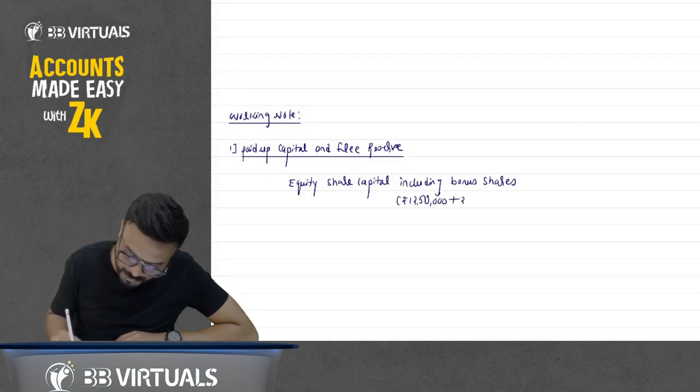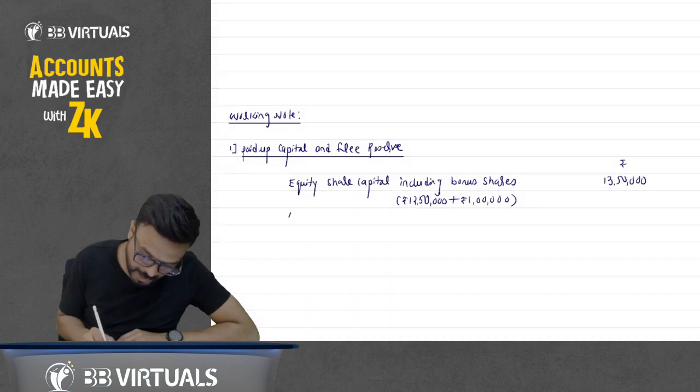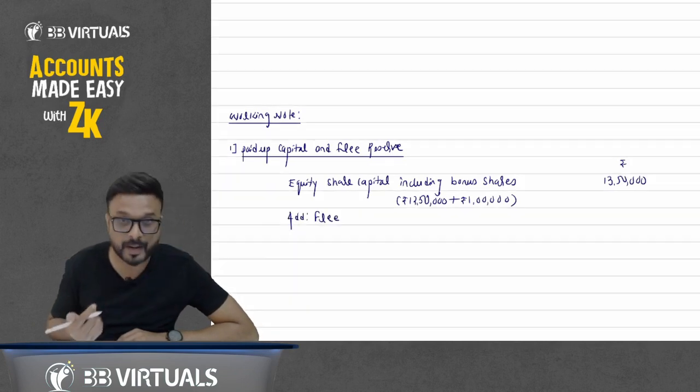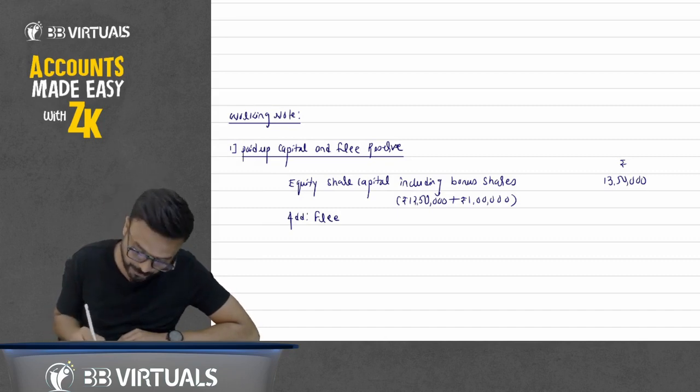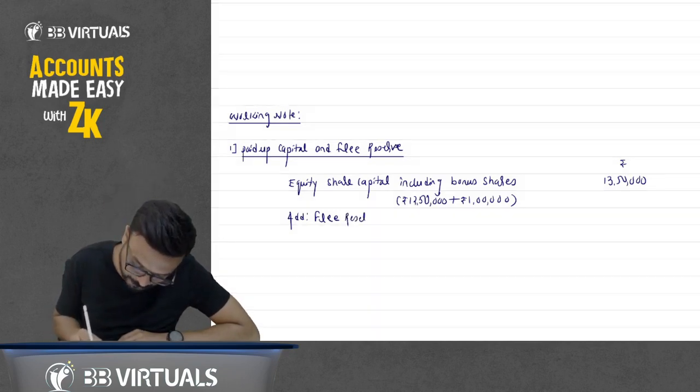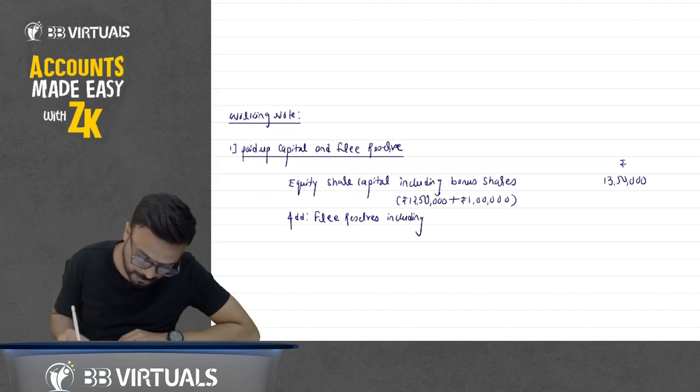Plus 1 lakh as bonus shares. The total paid up capital is 13,50,000. Then add free reserve. Whenever I say free reserve for buyback, that is including securities premium. So free reserves, write down here including securities premium account.